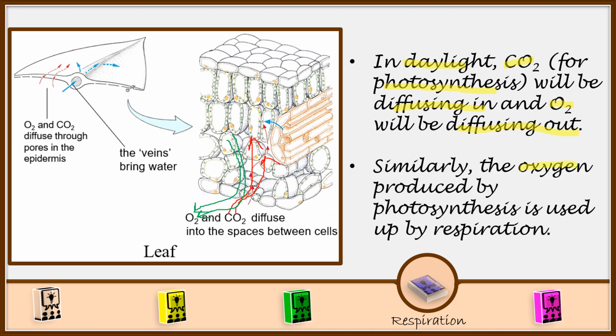Similarly, oxygen produced by photosynthesis is used up by respiration. Some of the oxygen produced by photosynthesis can be used by the plant in the process of respiration. So it's not that all the oxygen produced during photosynthesis is released out of the leaves. Some of it is used in respiration.